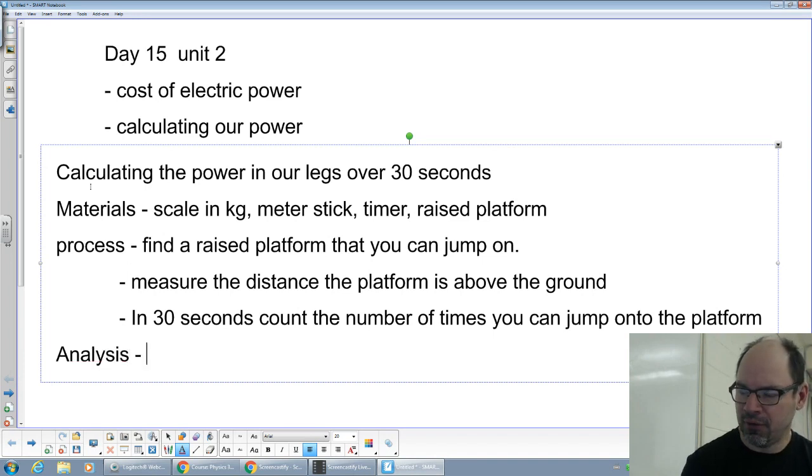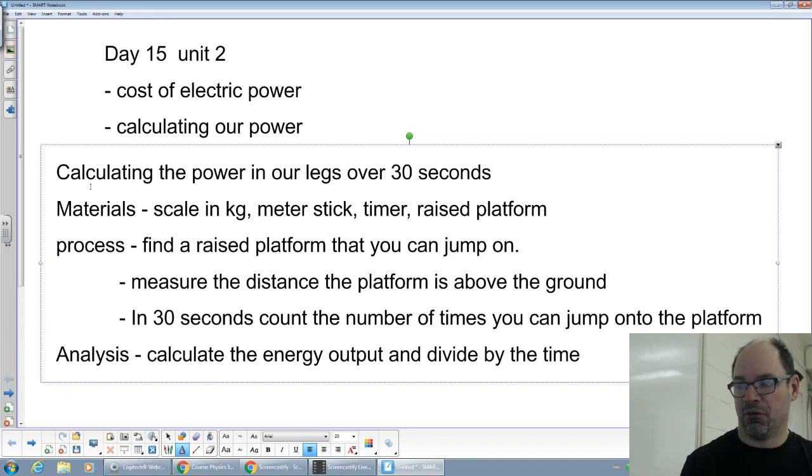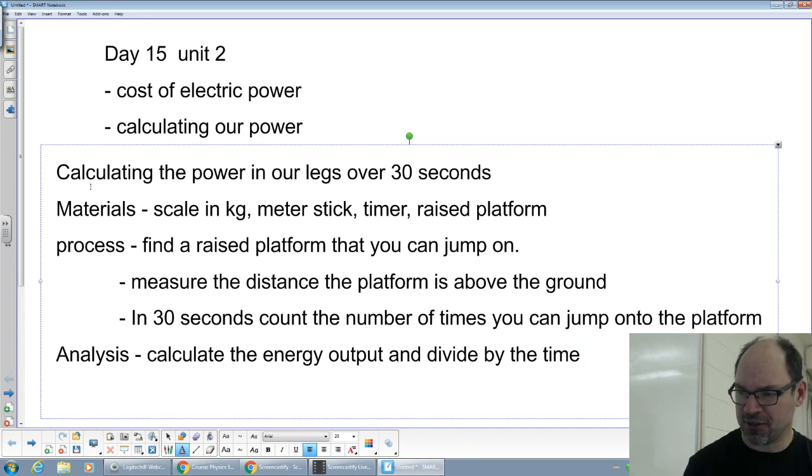Okay? You calculate the energy output and divide by the time. And that'll give you your power rating for your legs in watts. Okay, so let's do an example.